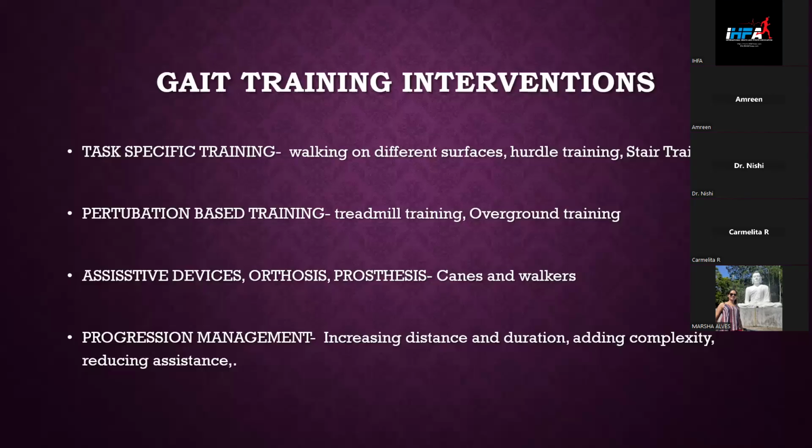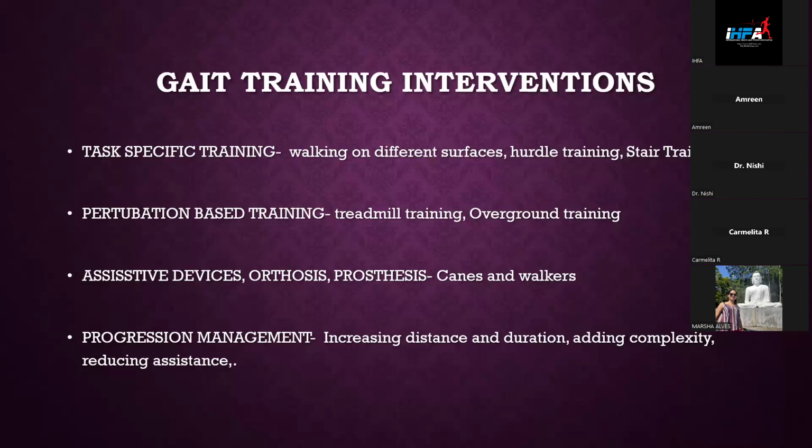Also, there are many advanced techniques. First is task specific training, where walking on different surfaces, hurdle training, and stair climbing training will help you to improve the balance and coordination. Second is perturbation based treadmill training. For people who have a lot of balance and coordination issues, perturbation will help to create more balance, and that will help to improve the gait.